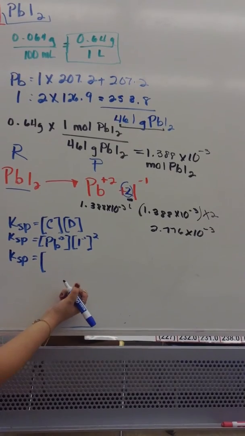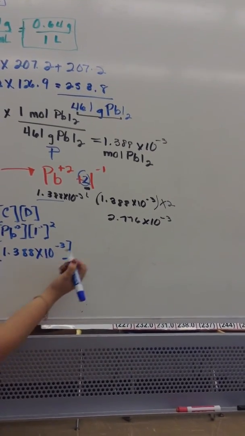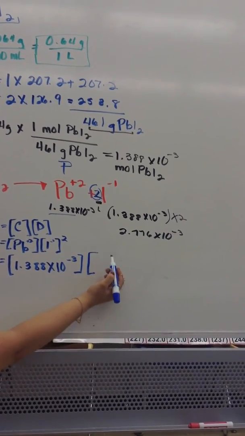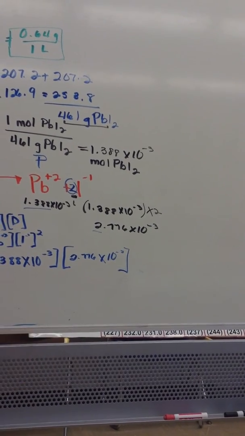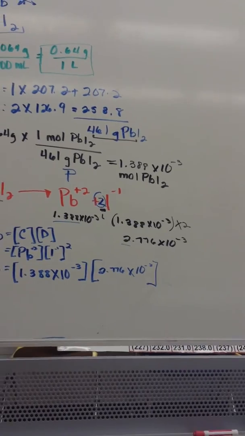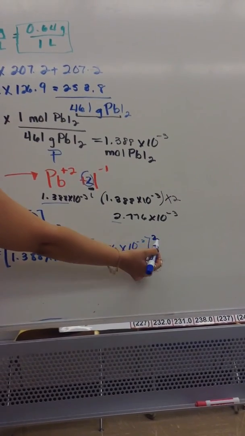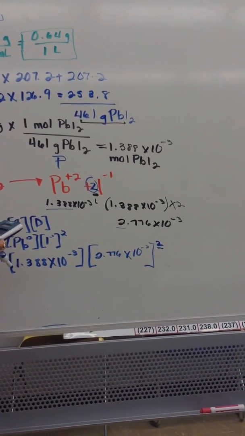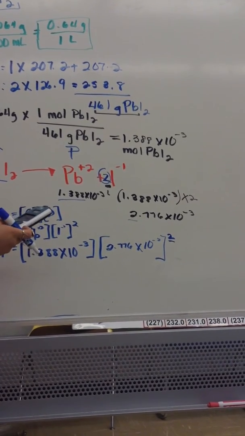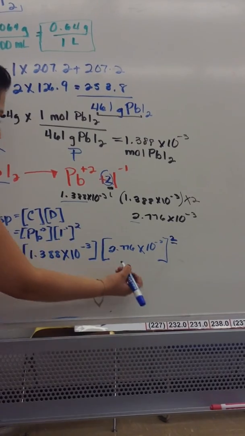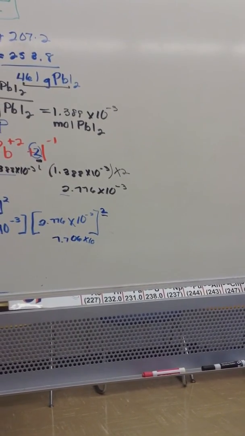So the number for lead 2 is 1.388 times 10 to the -3. And you multiply that by what we found here, which is 2.776 times 10 to the -3. You'll go ahead and plug that into your calculator. And try and do this one first, since it is a squared. So we have 2.776 times 10 to the -3 squared. And this will give you 7.706 times 10 to the -6.